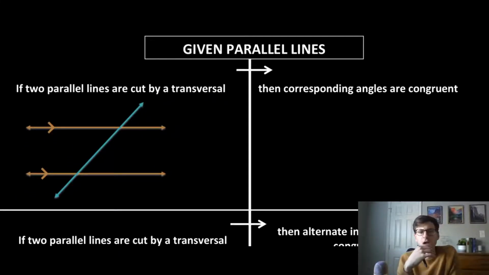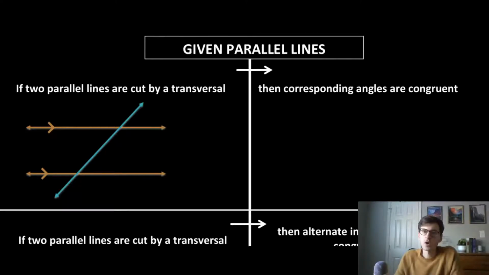If two parallel lines are cut by a transversal, so we know that these two lines are parallel. We're told that. And that's what these arrows mean right here. If you ever see arrows like that on two lines, then you're being told they're parallel. Other than that, you can't assume that the lines are parallel unless you're specifically told or you see these arrows on the lines. Okay, so if two parallel lines are cut by a transversal, then corresponding angles are congruent.